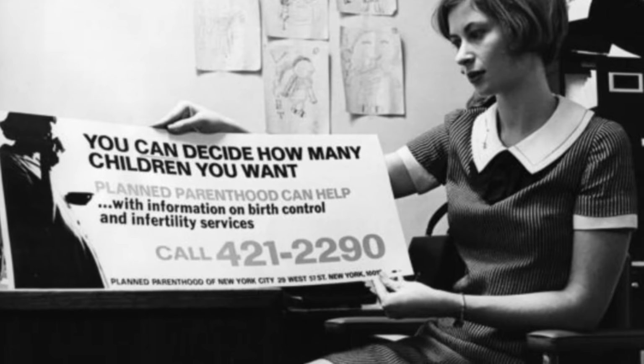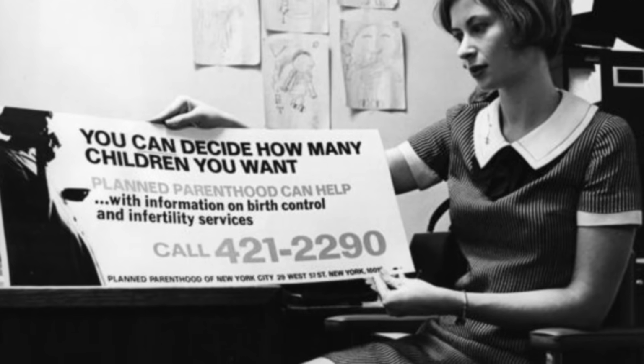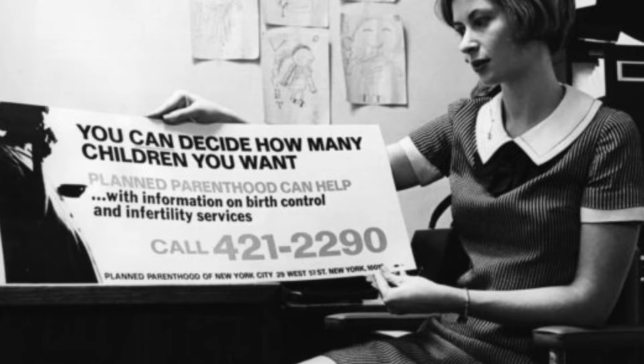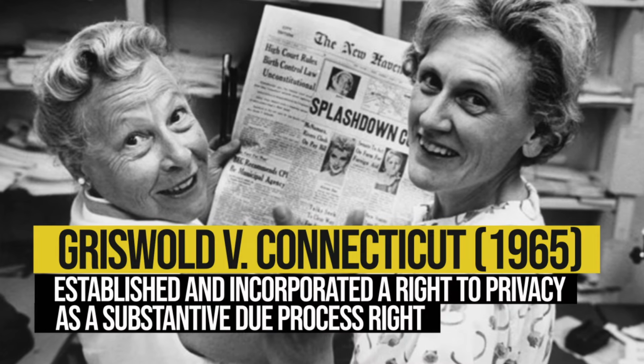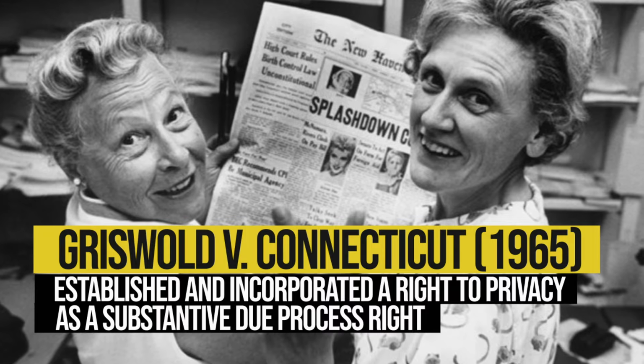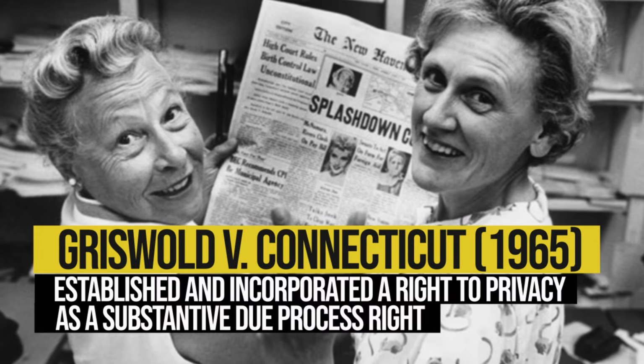The state of Connecticut had a law prohibiting the sale of birth control. Doctors couldn't even talk about contraception with their patients. So 2 women open a birth control clinic, which promptly gets shut down by the state. They sue, and we have a Supreme Court case, Griswold versus Connecticut.